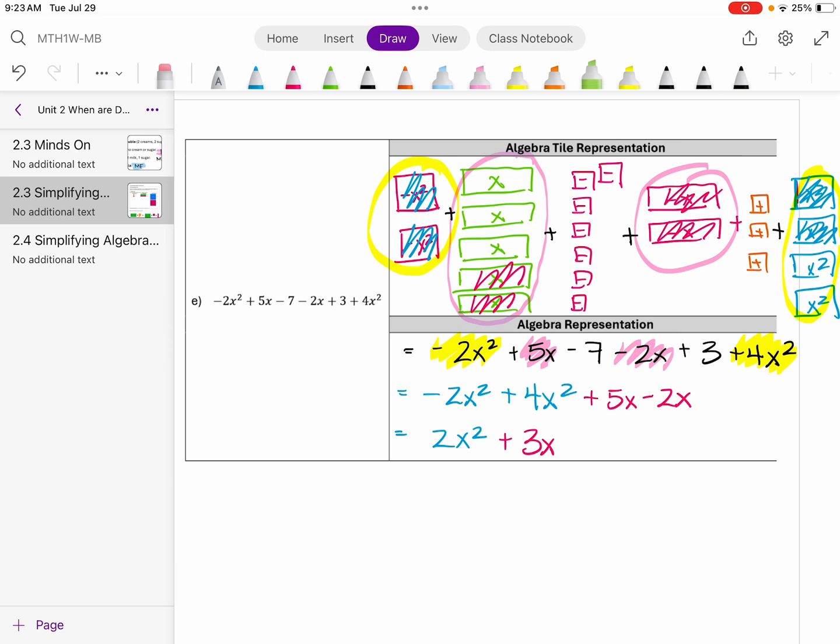And my last set of like terms, I've got my minus 7 and my plus 3. And minus 7 plus 3, if I cancel out my 0 pairs, I'm left with 4 unit tiles, or negative 7 plus 3 is not positive 4, it's negative 4. Okay, and there is your fully simplified answer.